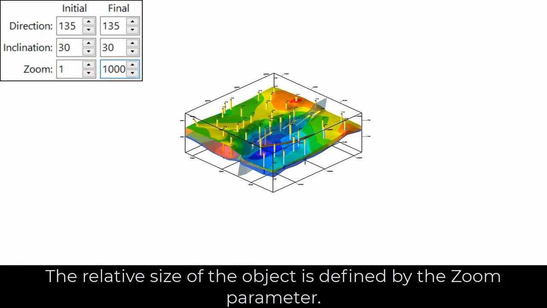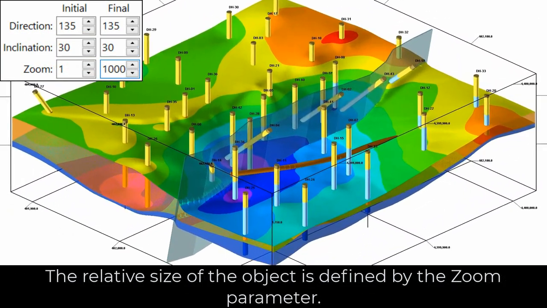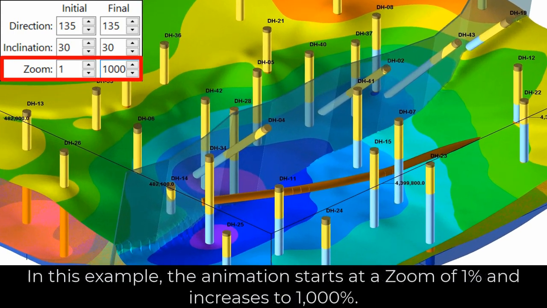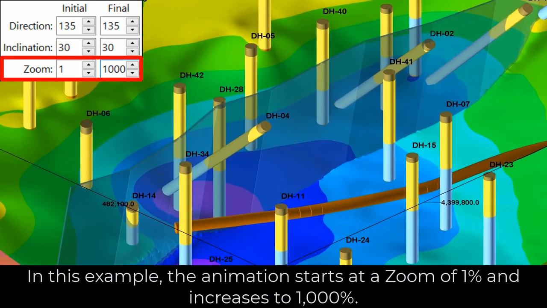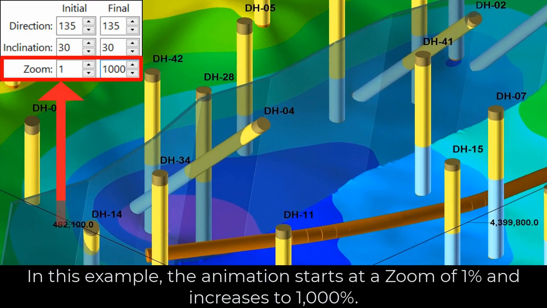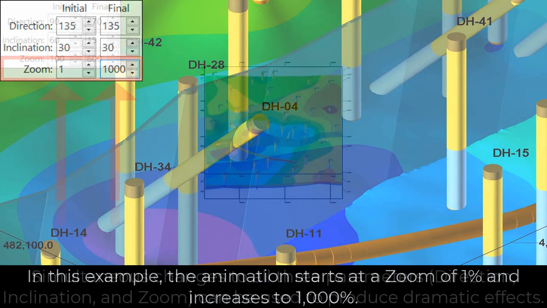The relative size of the object is defined by the zoom parameter. In this example, the animation starts at a zoom of 1% and increases to 1000%.